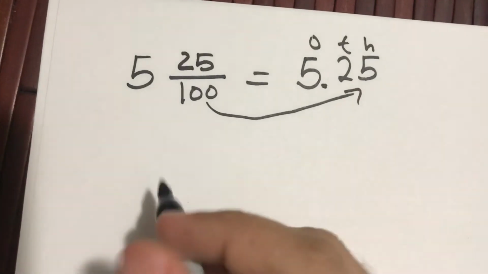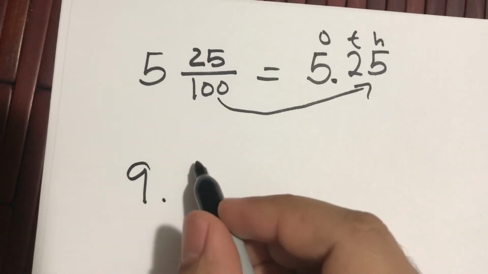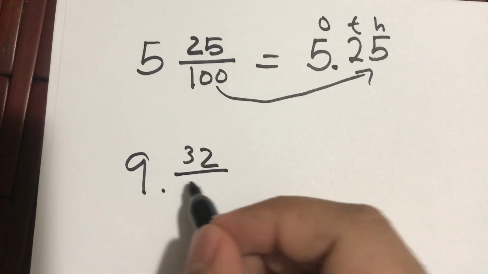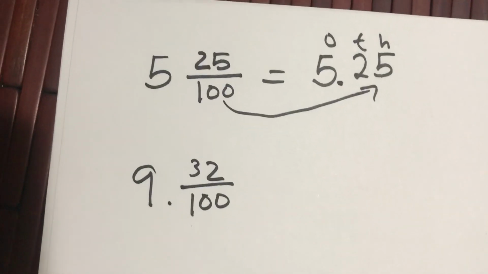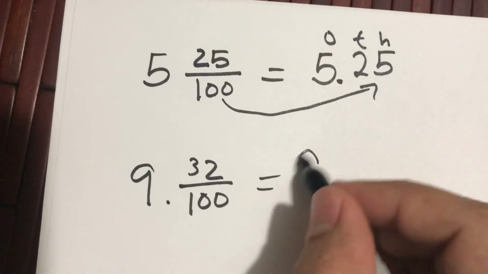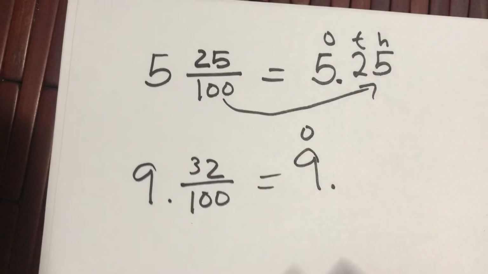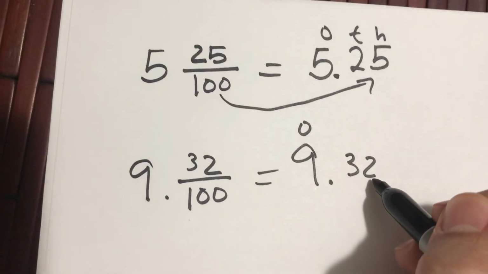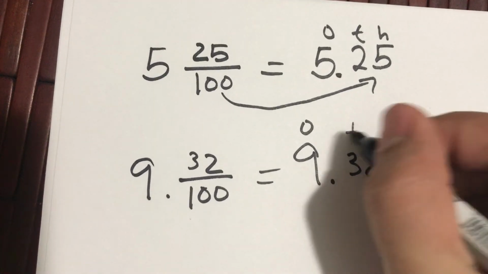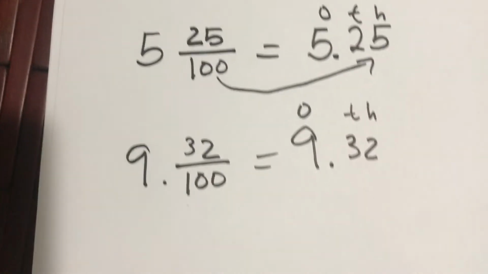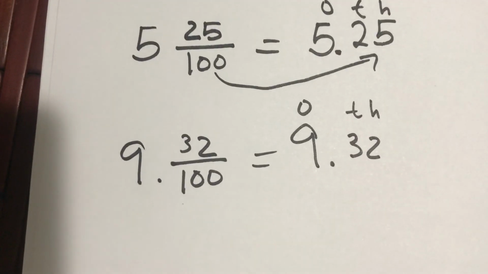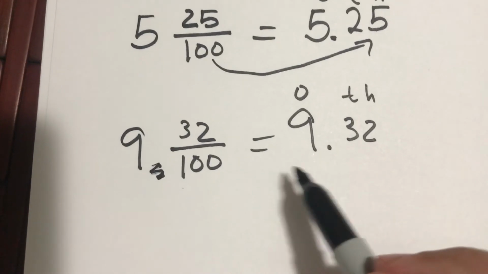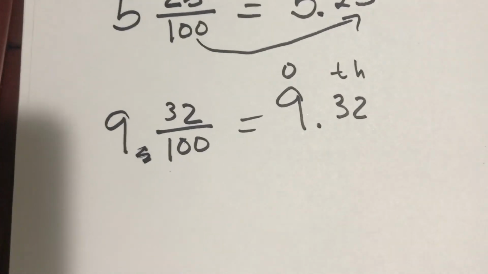Let's do one more. 9 and 32 hundredths. Okay, well, I have 9 wholes. Okay, let's put that in my ones place. And then I have 32. I have to make sure that my last digit ends in the hundredths place. So tenths, hundredths, in my hundredths place, I'm sorry. And it does. And that's how you write 9 and 32 hundredths.